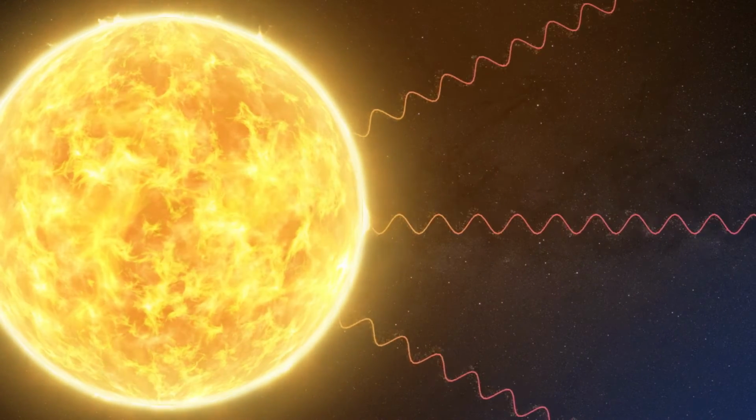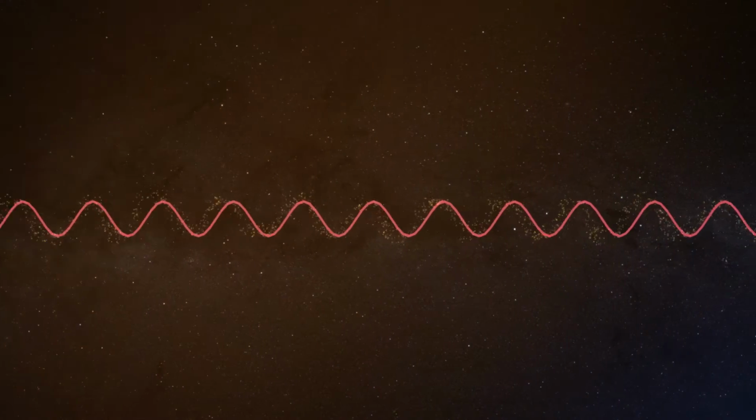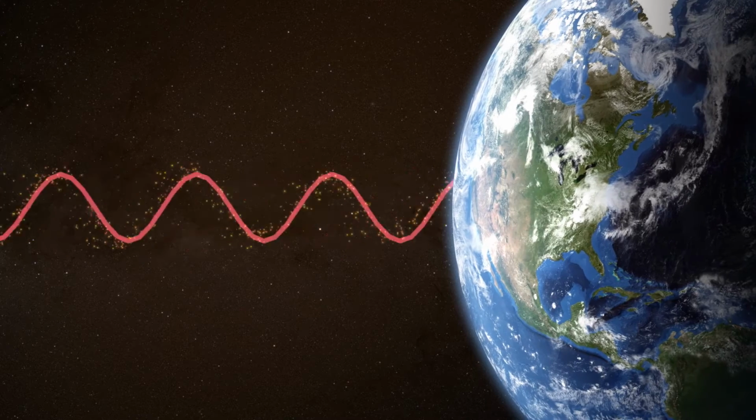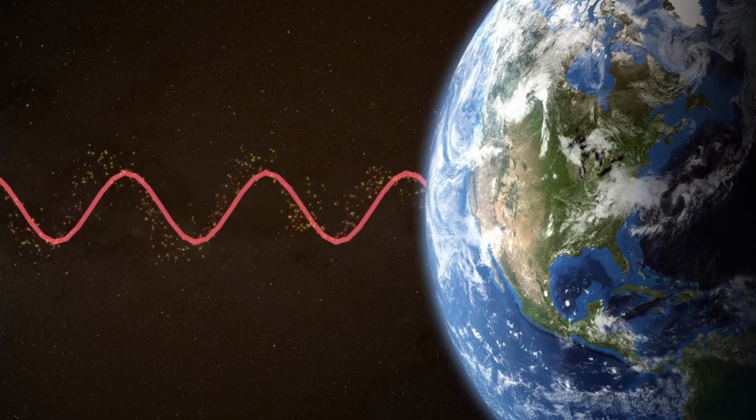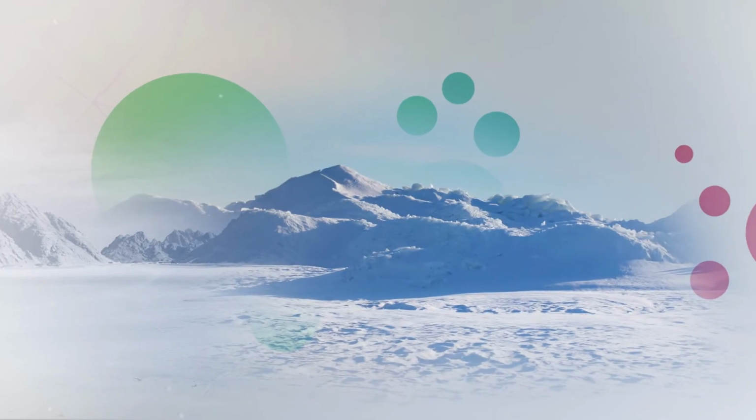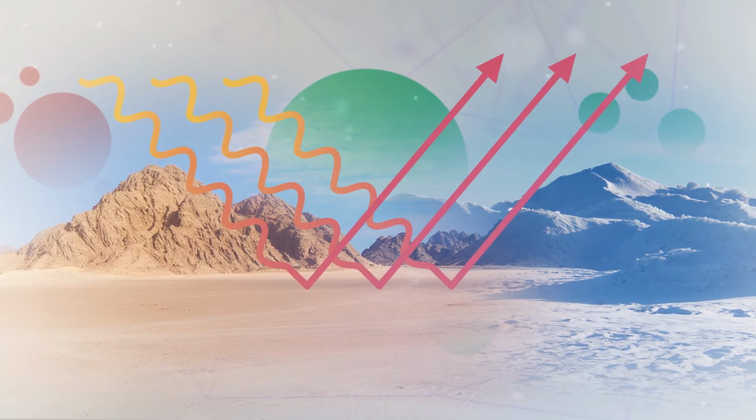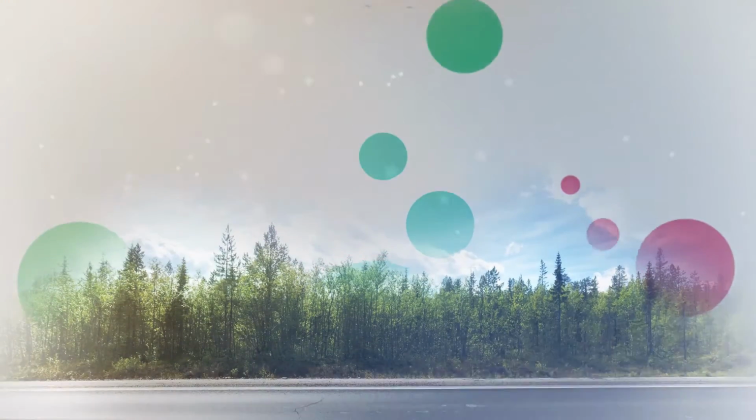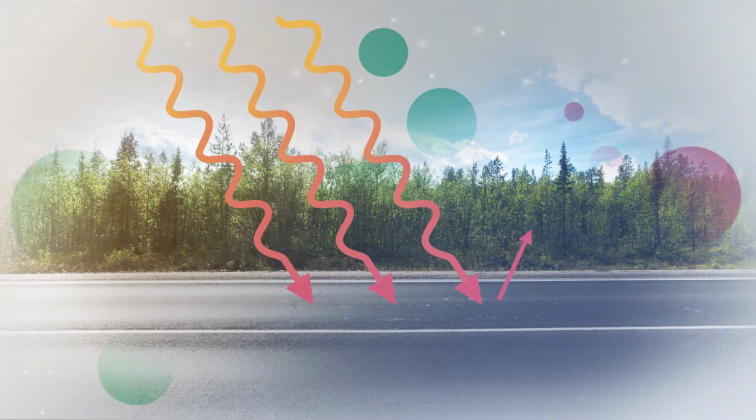Energy from the sun is emitted as shortwave radiation due to its high temperature. It takes just over 8 minutes for this energy to reach the Earth, and we experience this as a combination of visible light and radiant heat. First, let's think about the Earth's energy balance if there were no atmosphere. Bright surfaces like snow, ice, and desert sands reflect almost all the incoming solar radiation back into space. Dark surfaces, including forests and asphalt, absorb the radiation and hold on to it as heat.